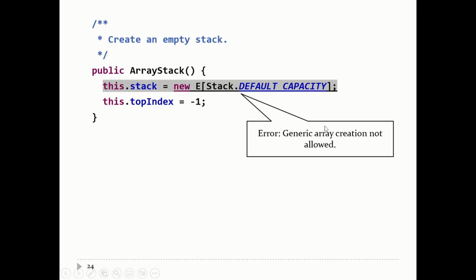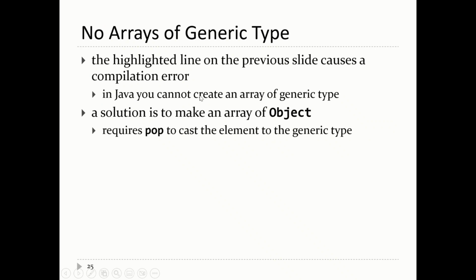Remember, all the compiler sees is this type E, and it doesn't know what E is. So there's no way that it can actually make an array of that type because it doesn't know how big to make the array. It doesn't know how big E's are. So in Java, you can't make an array of generic type, which is inconvenient.